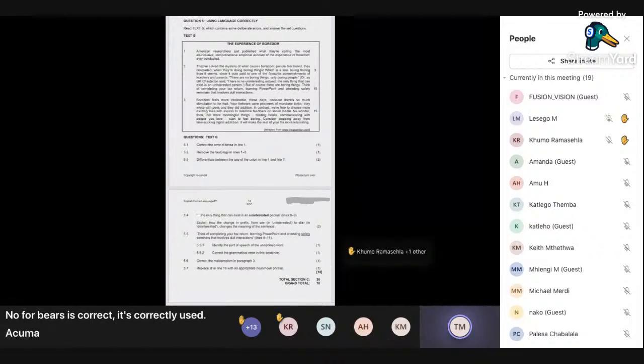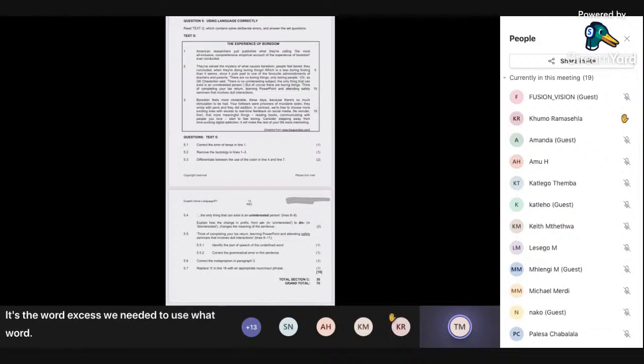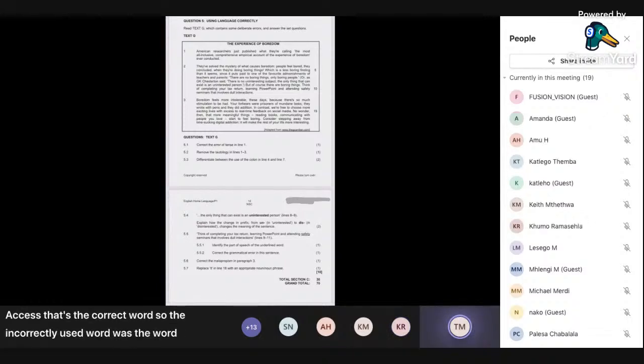Excess, sir. The word excess. We needed to use what word? Access. That's the correct word. So the incorrectly used word was the word excess. So, in contrast, we are free to choose more exciting lives with access to real-time feedback on social media, instead of saying exciting lives with excess to real-time feedback on social media.